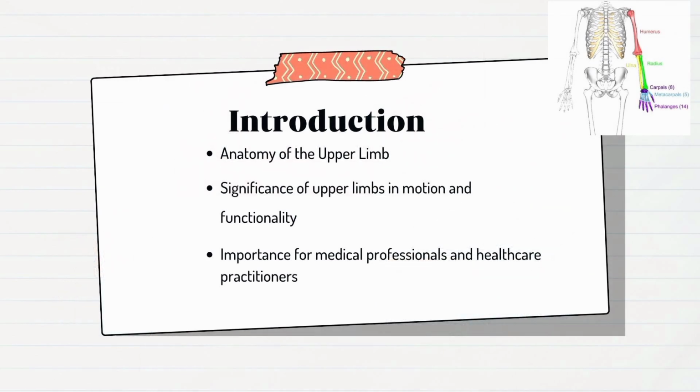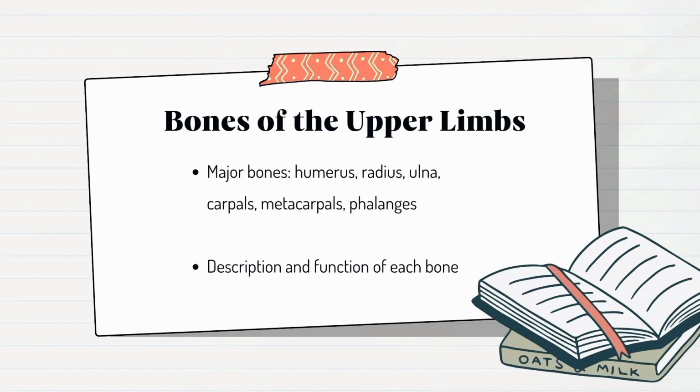An introduction. The upper limbs comprise the arms, forearms, wrists, and hands. This provides us with a wide range of motion and functionality. Look at this picture, you can see the whole anatomy of the upper limbs. And in this slide, we will talk about the bones of the upper limbs.